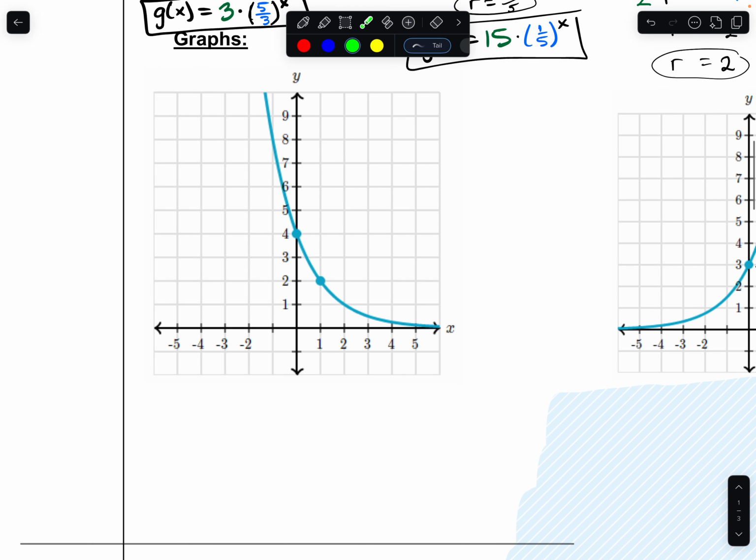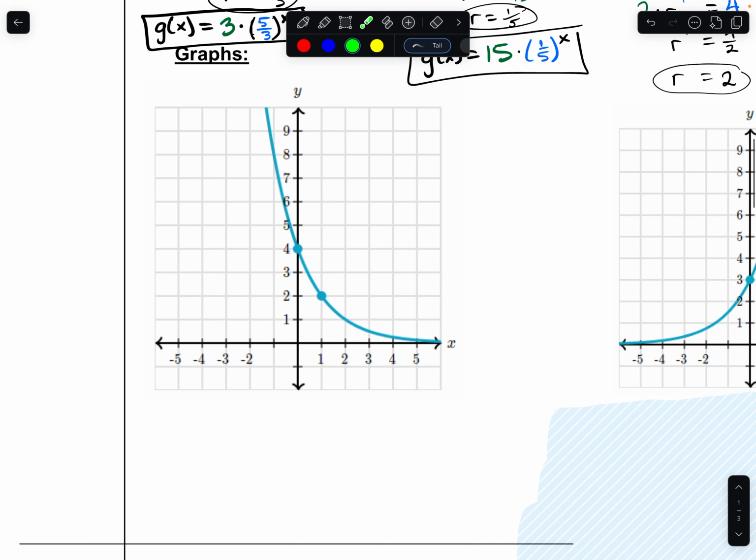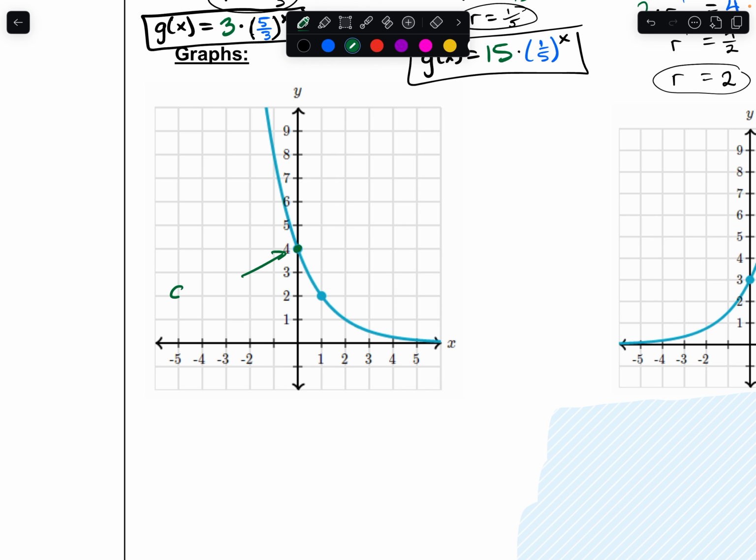All right. Let's switch over to graphs. It's the same idea, though. It's just you're given a graph instead of a table. We can see our y-intercept, our starting value, our a value is 4. And then we have the point (1, 2). In other words, that means, I'll just use f for function this time, f(1) = 2.